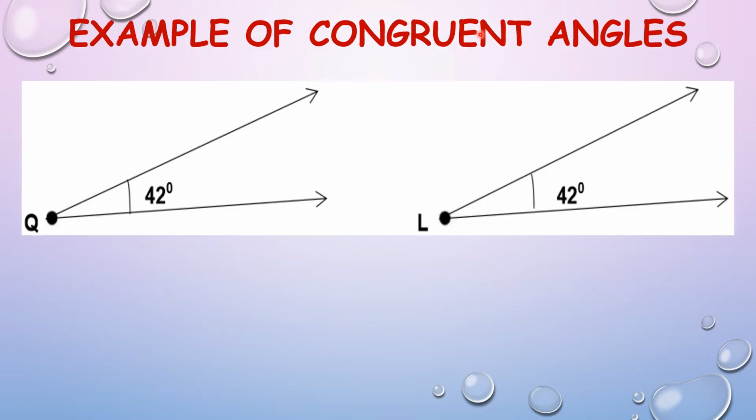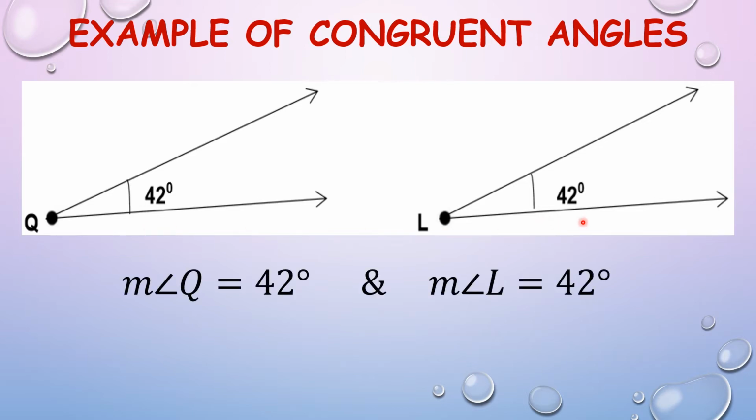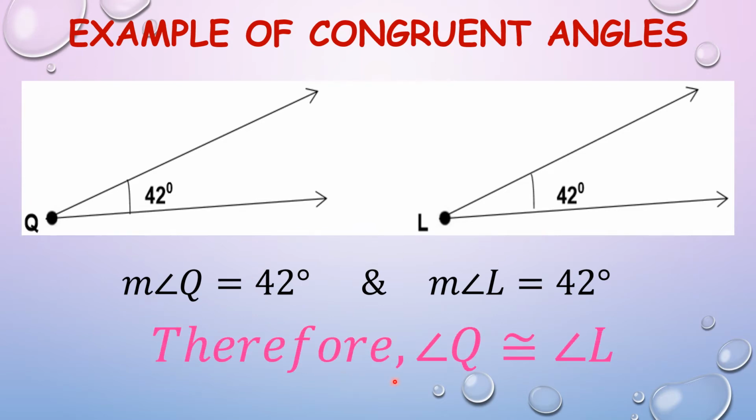Let's have an example of congruent angles. We have here angle Q, which is 42 degrees, and angle L, which is also 42 degrees. Therefore, angle Q is congruent to angle L since they have equal measurements.